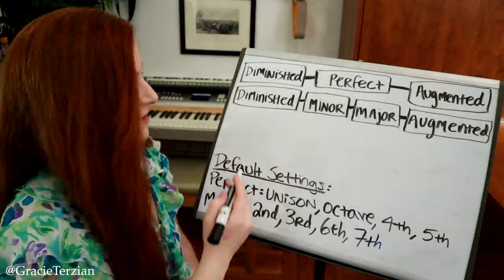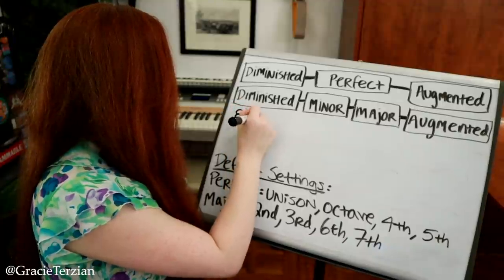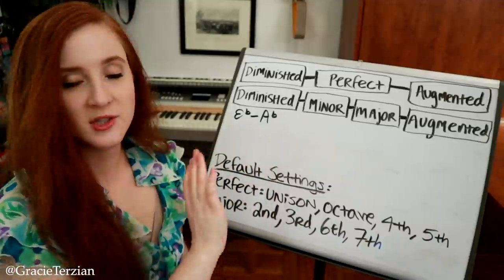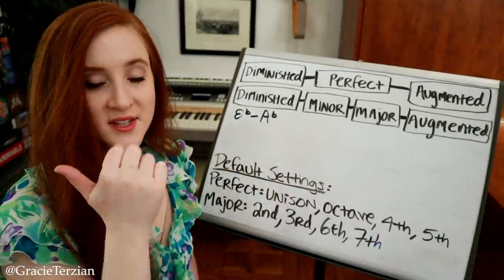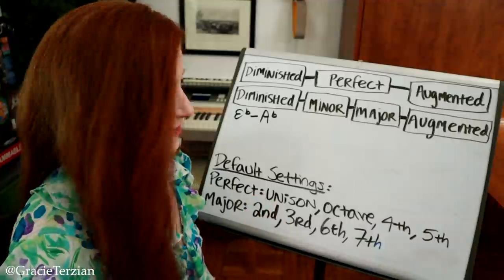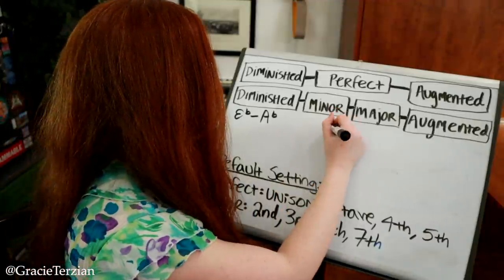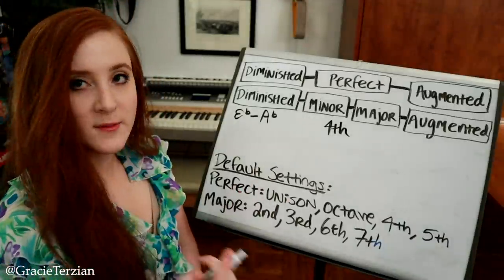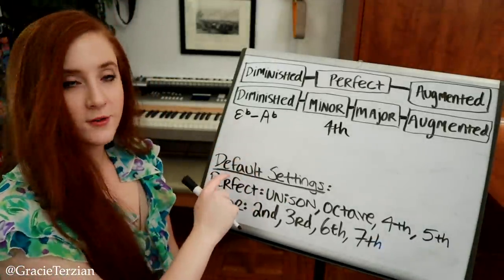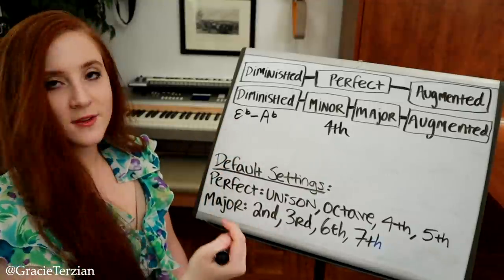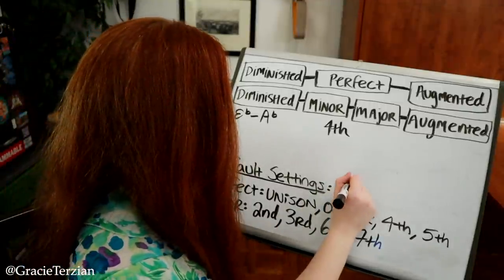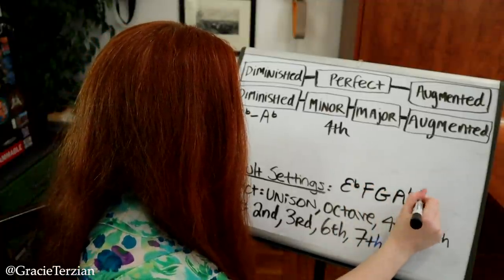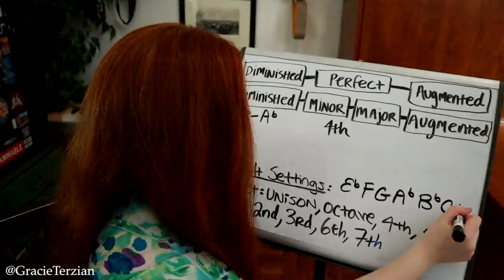Got it? Okay, what about the interval E flat to A flat? So first step, we're gonna figure out the interval number. We're gonna ignore the flats, just look at the letters of the notes and count the letters: E, F, G, A. That's four letters, therefore this is going to be some kind of fourth, okay? Step two is we're going to think about the major scale connected to the first note in the interval, so an E flat major scale. So let's write out an E flat major scale, shall we? E flat, F, G, A flat, B flat, C, and D.